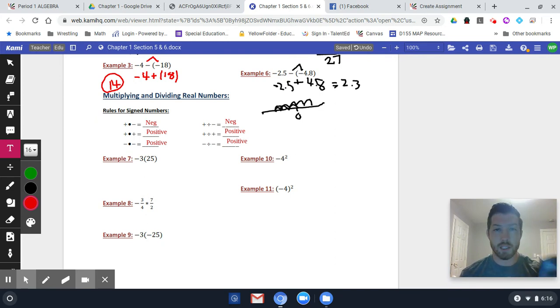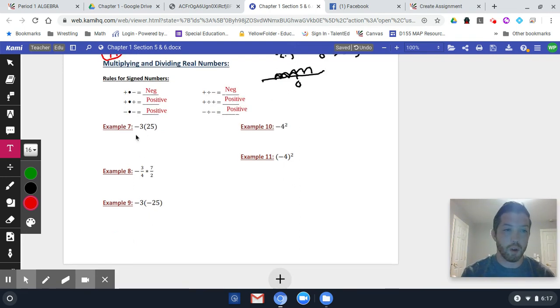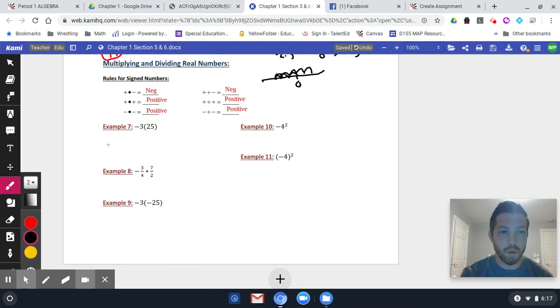And then we always have this handy dandy guy that can help us out as long as we learn to plug it in correctly. So down here, we got a few more examples. We have a negative times a positive. Now remember, when there's no symbol right here, that means multiplication.